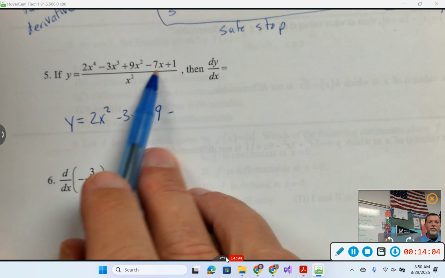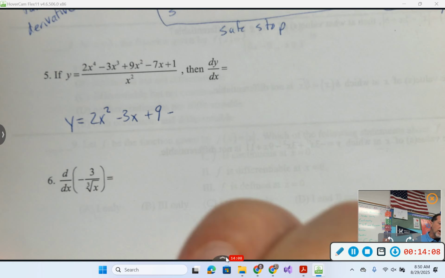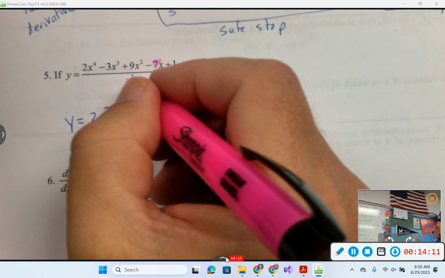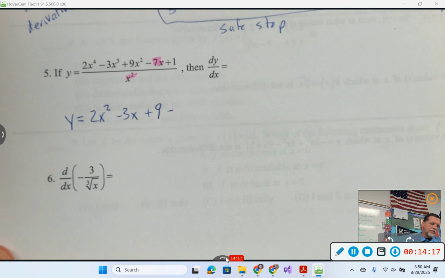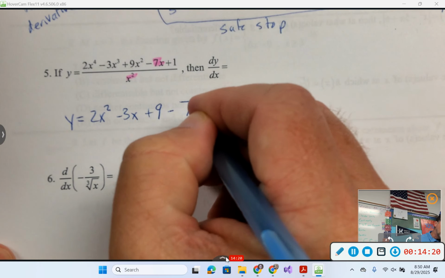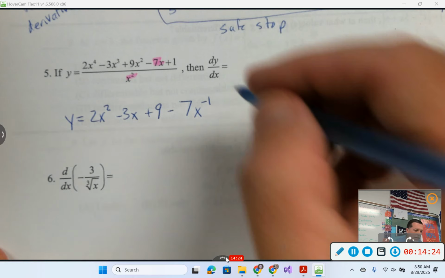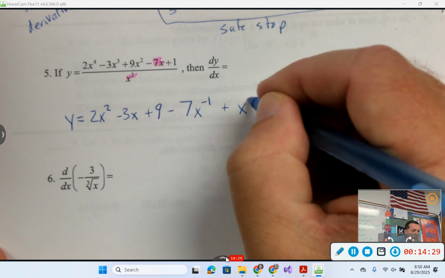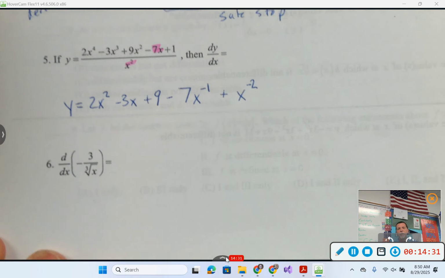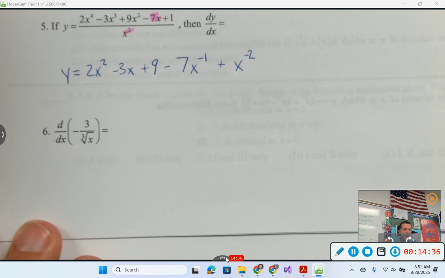minus, what's this one going to become? 7 over x. Yes, but I don't want the x in the bottom. Can you skip a step for me or put it in the right format so I can take a derivative? 7x to the negative 1. And then that last one, kind of the same thing. It is 1 over x squared, but if I want to set it up to take a derivative, I want a power, not a denominator, so I'll write it as x to the negative 2.